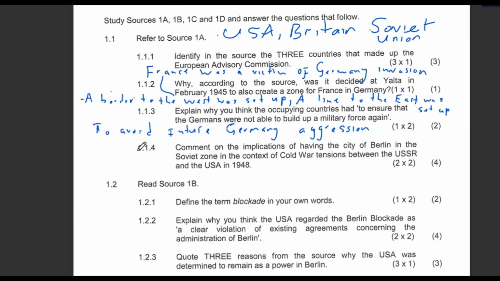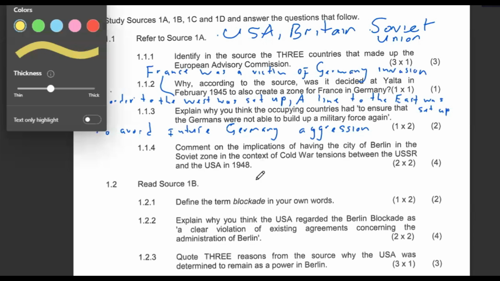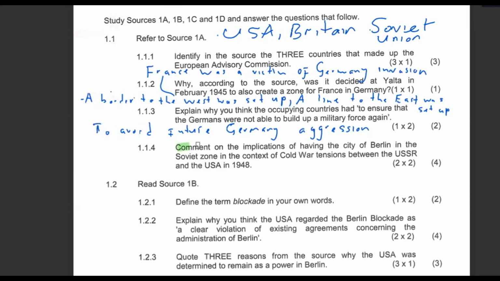Now let's go on to the next question, which says, comment on the implications of having a seat of Berlin in the Soviet Union in the context of Cold War tensions between the USSR and the USA. When you look at such a question, it needs your own opinion. It actually needs your own comment. So we would highlight the keyword which says comment. Then we also highlight the implications of having the city of Berlin in the Soviet Union in the context of Cold War.